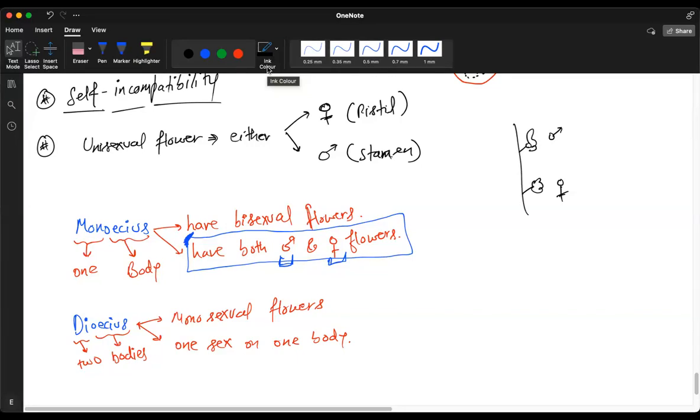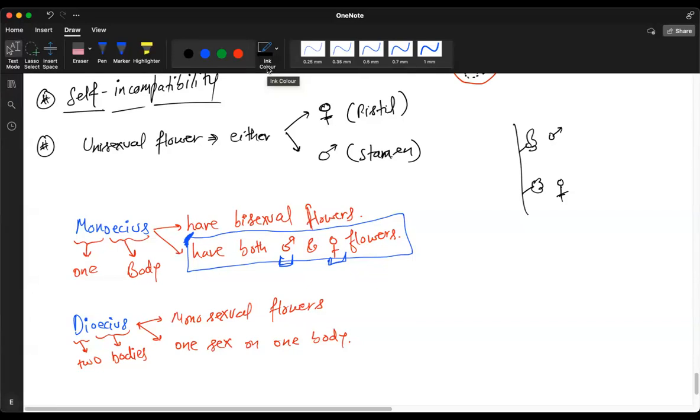So what is emasculation? You take a pair of forceps and then remove the anthers from the flower. And you have to do it before the flower gets mature. So mostly it is done at the bud stage, when the bud is about to open for the first time, and you know that it has not yet started releasing pollen. At that very moment, you remove the anthers.